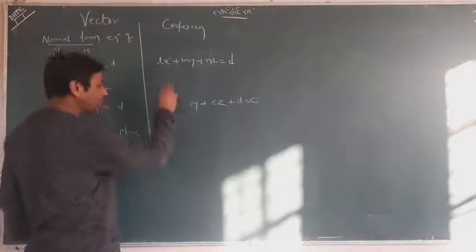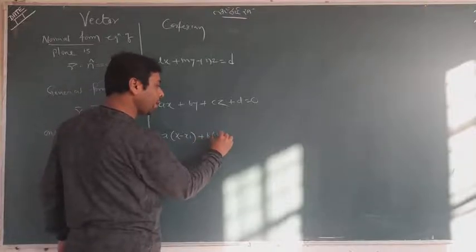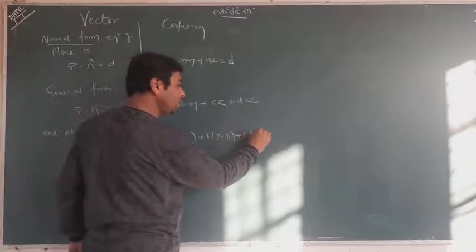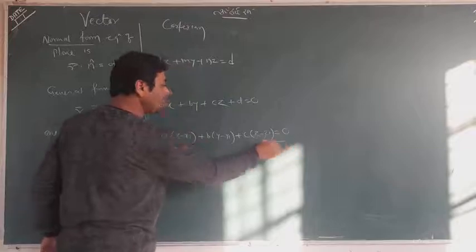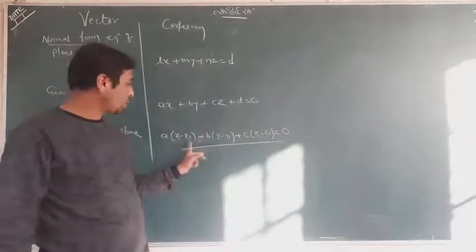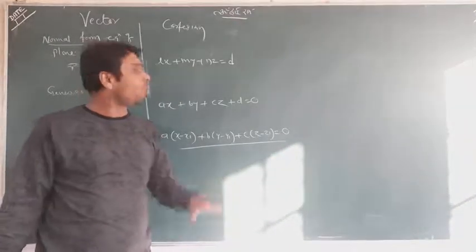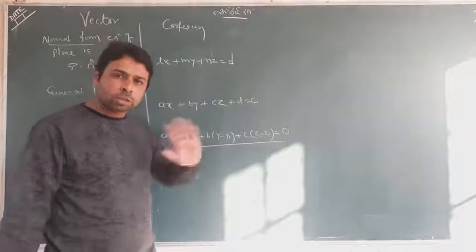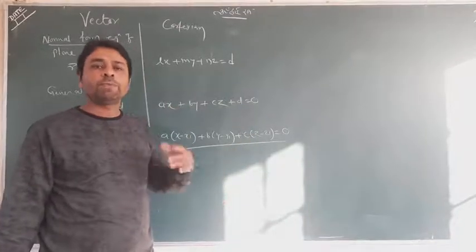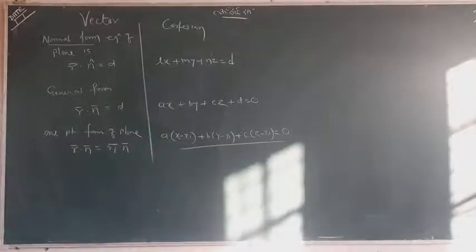When we talk about the Cartesian equation, it is very easy: a(x minus x1) plus b(y minus y1) plus c(z minus z1) equal to 0. This is very important. a, b, c are the ratio of the normal of the plane, and x1, y1, z1 are the point through which the plane passes. So we have already studied a lot regarding that. Also we have seen more about the plane. Now we'll study the extended study.